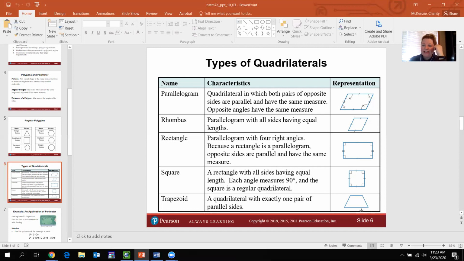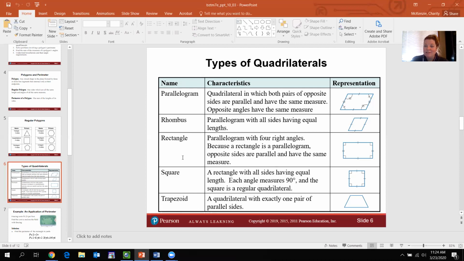And the trapezoid has one pair of parallel lines like you see here. Okay, so what's kind of tricky is if I say I have a square, I can also call that square everything above it. Not the trapezoid, it doesn't work this way, but the other ones do. So a square also meets all the rules of a rectangle. It also meets all the rules of a rhombus and a parallelogram. So because a square meets all of these, you could call it all those names, and a quadrilateral.